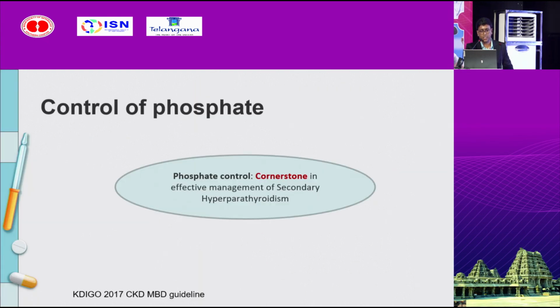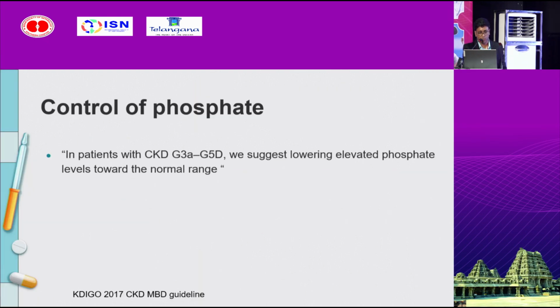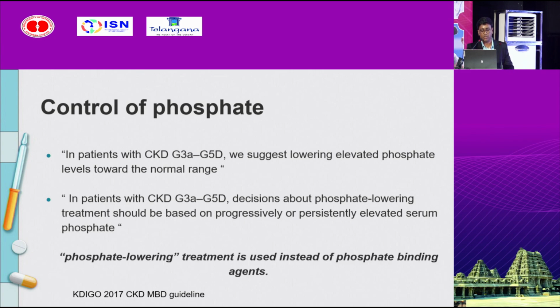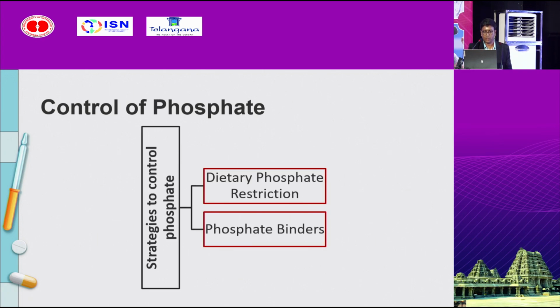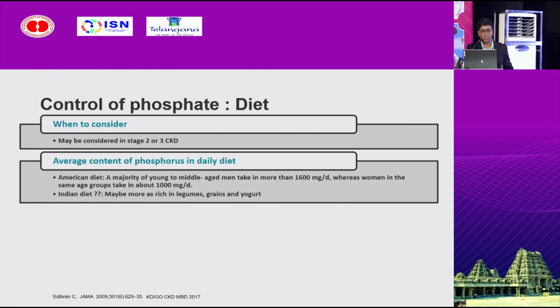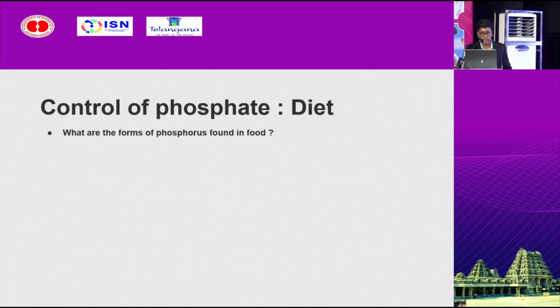So control of phosphate is a cornerstone in the effective management of CKD-MBD, and newer KDIGO guidelines suggest lowering elevated phosphorus toward the normal range, and emphasize phosphate-lowering treatment instead of phosphate binding agents, because all approaches used to control phosphorus are effective, like using drugs, dialysis, or diet. So two approaches: one is dietary phosphate restriction, and the other is phosphate binders. This part I'll skip because of time constraints.